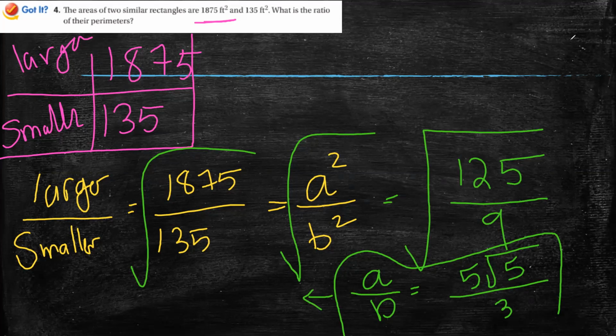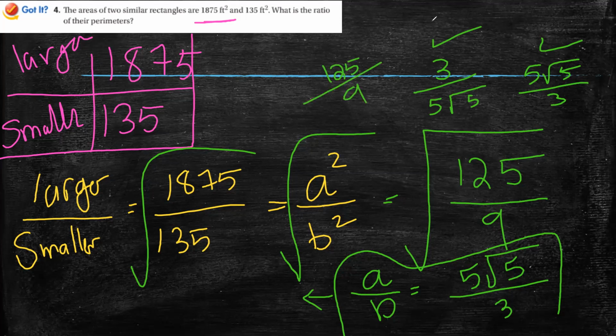Thank you. Now, let's make it as an example if you are in the quiz and it comes as a multiple choice. If you find 5 square root of 5 over 3, it's correct. And if you find it like 3 to 5 square root of 5, it's also correct. But if you find it like 125 over 9, it will be not correct. Okay? So if you write it as larger to smaller or smaller to larger, you will get the same ratio.